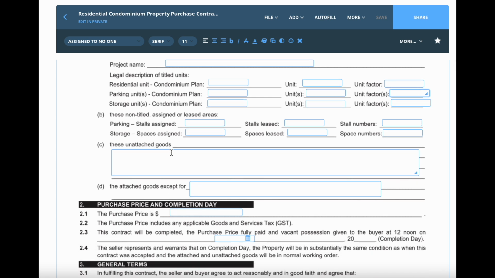As far as unattached goods, these would be all of your appliances. So we would just put a list of things that come with the house, or with the condo. If there is a dishwasher, fridge, stove, hood fan, maybe a microwave that's built in, maybe there's a fancy light fixture that you like and that you want to keep. It's usually window coverings, garage openers, if there's an extra freezer, an extra fridge, maybe some shelving in the basement or in the garage. Everything that comes with the house we will put here.